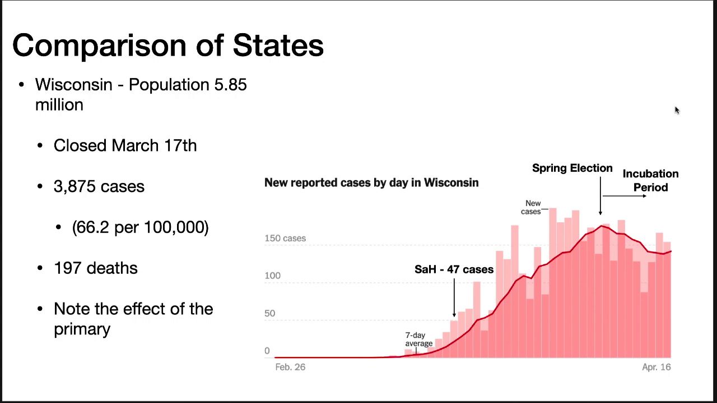By looking at the comparison of these three states, it's pretty clear that social distancing can dramatically slow the spread of an illness.